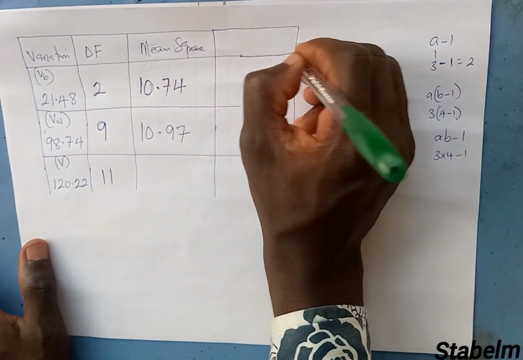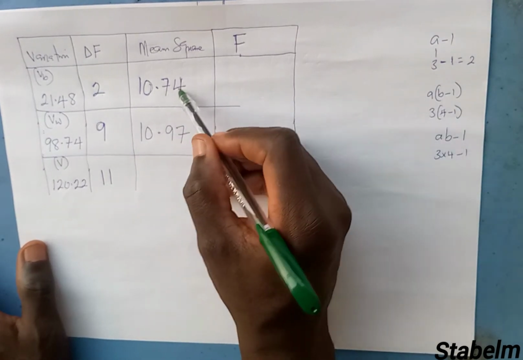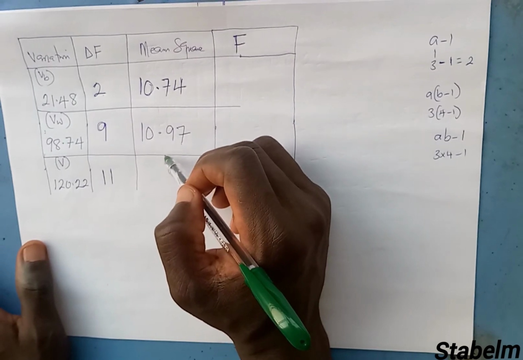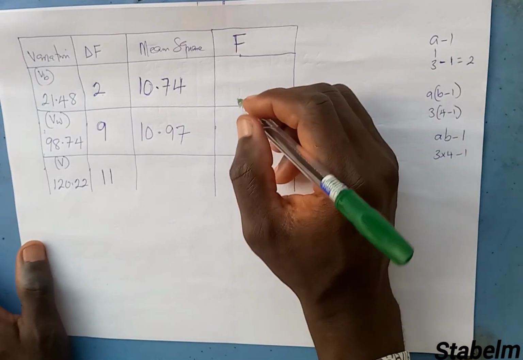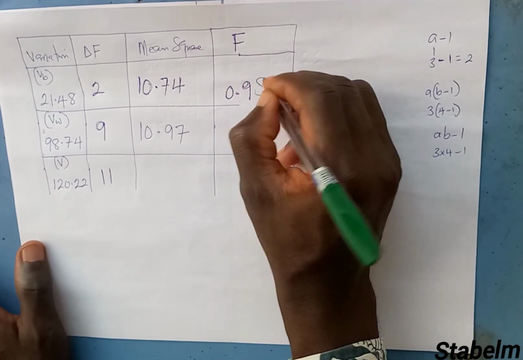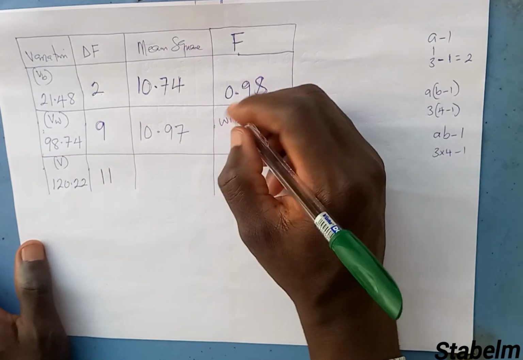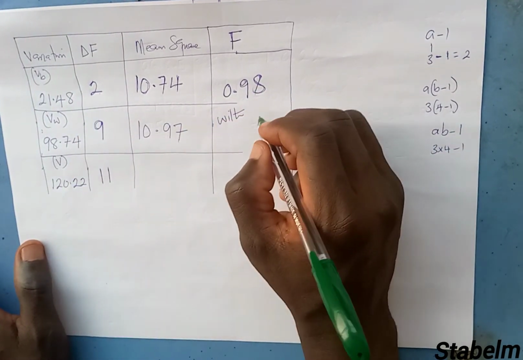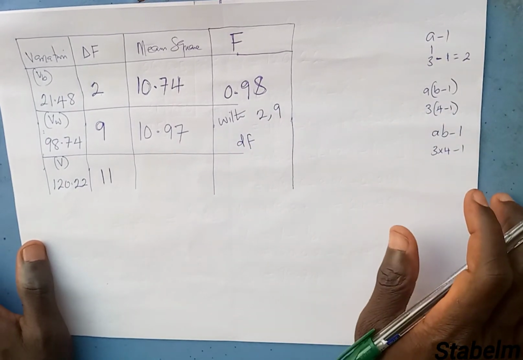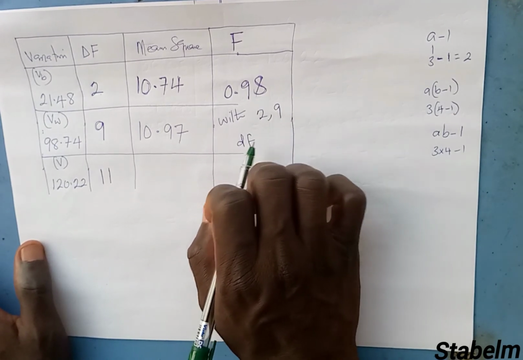Now we move to F, that is the F statistic. How do we get F? This box divided by this box, that is 10.74 divided by 10.97, and this will give us 0.98. So it will give us 0.98 with 2, 9 degrees of freedom.